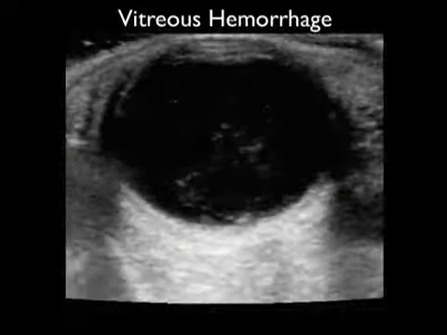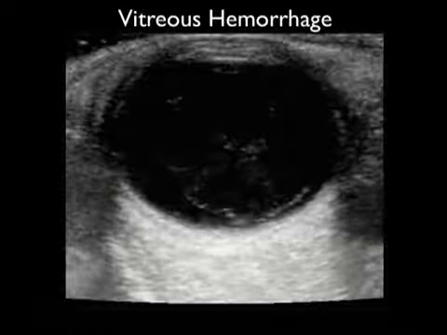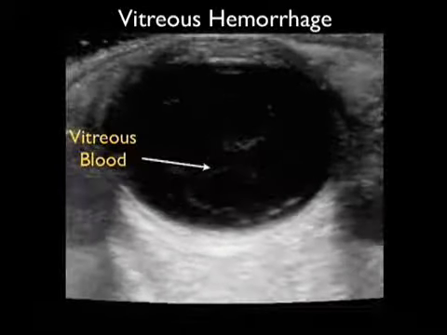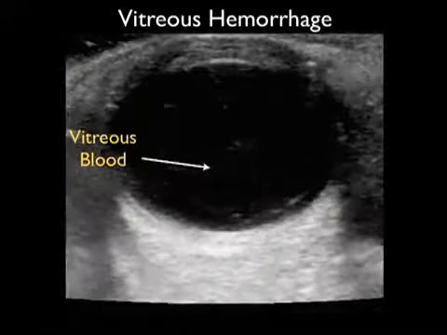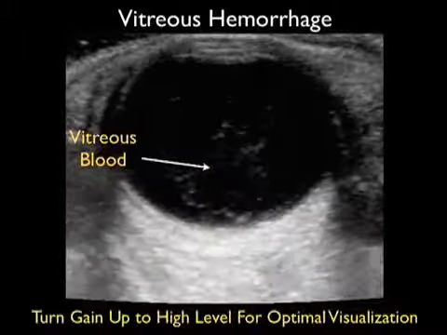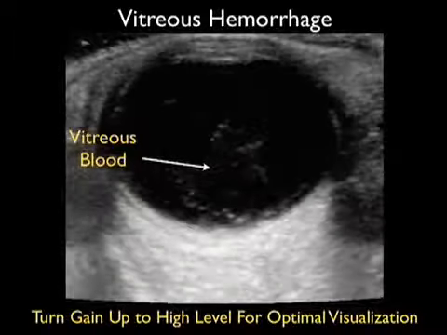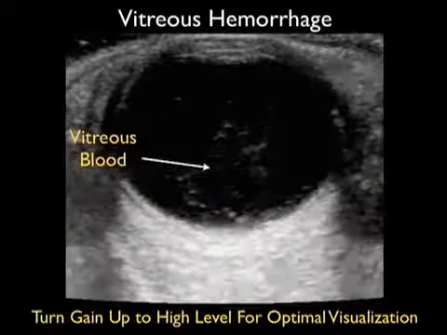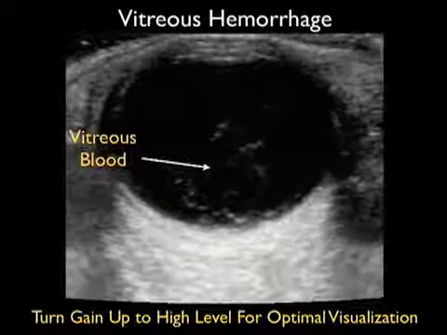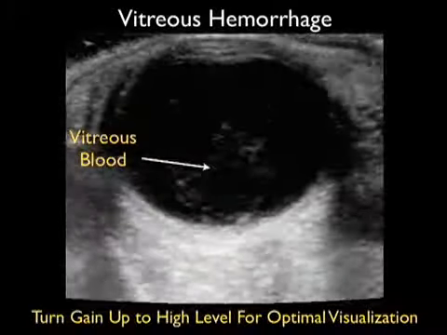This ultrasound was taken from a patient who experienced multiple floaters within their right eye. And what we see here is the classic appearance on bedside ultrasound of vitreous blood, and we can see the speckles of the vitreous material within the vitreous cavity, the posterior aspect of the eyeball. Now, to best visualize vitreous hemorrhage on bedside ultrasound, it's important to realize that we may have to turn the gain up to a high level for optimal visualization of vitreous hemorrhage. But again, we see the classic appearance, those little speckles of vitreous blood within the vitreous body.